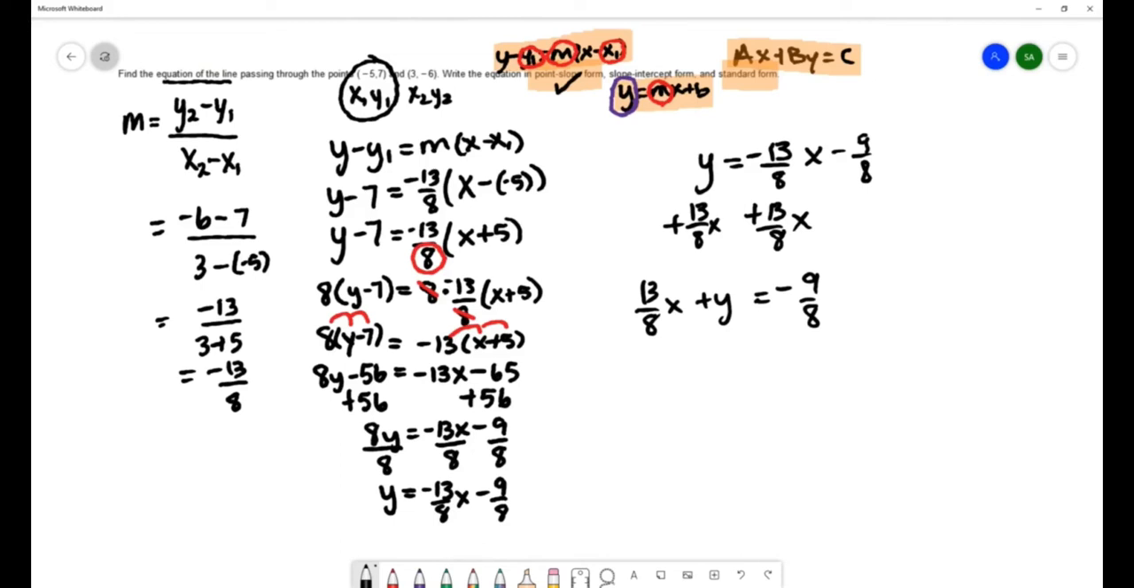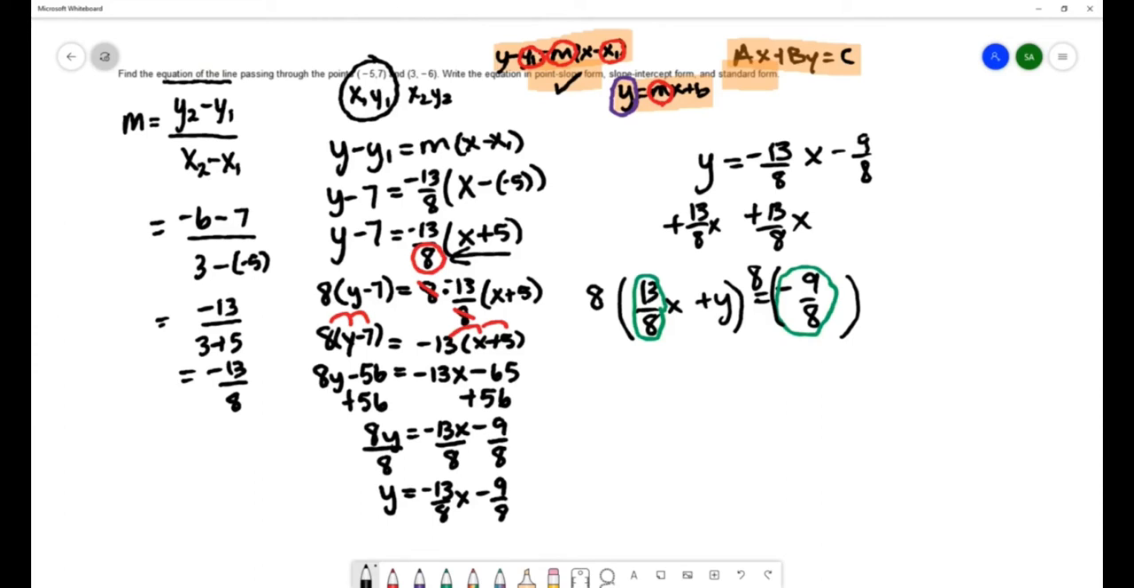And this is standard form, but my math lab has some special instructions that they want the coefficients and your constants to be integers. So they want you to get rid of the fractions. What we're going to do is multiply by 8 on the left-hand side and multiply by 8 on the right-hand side. This is going to clear the fractions just like it cleared the fractions earlier.